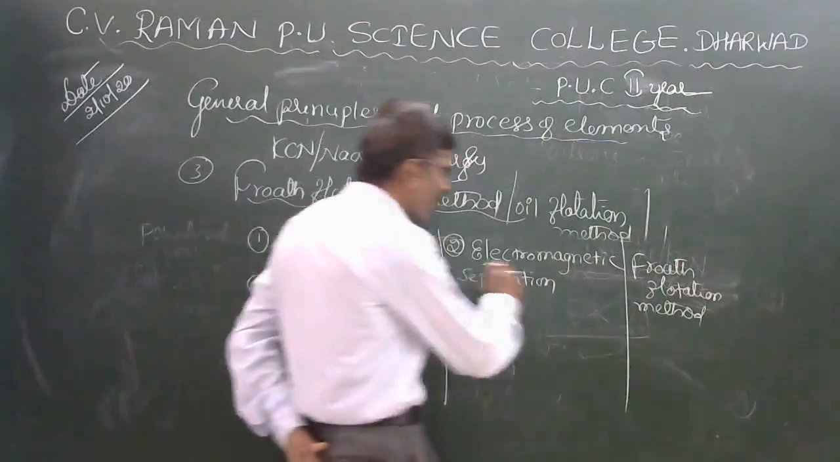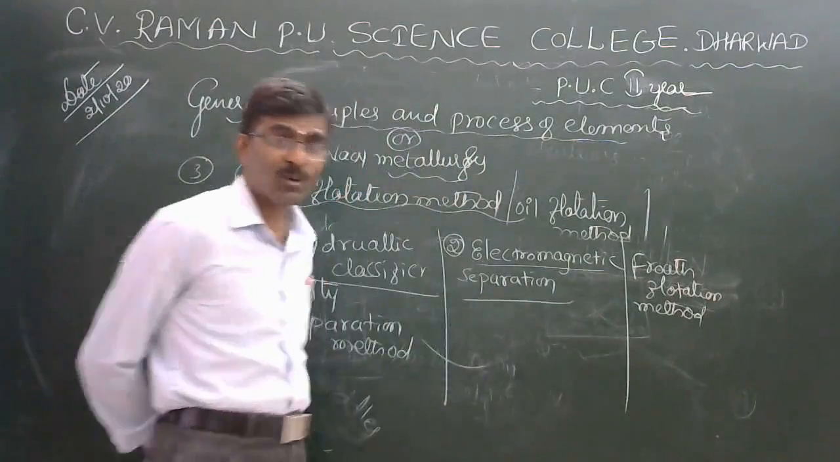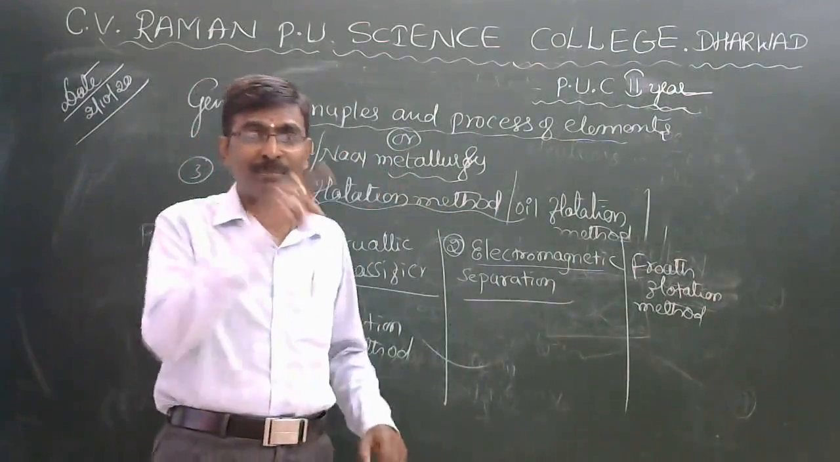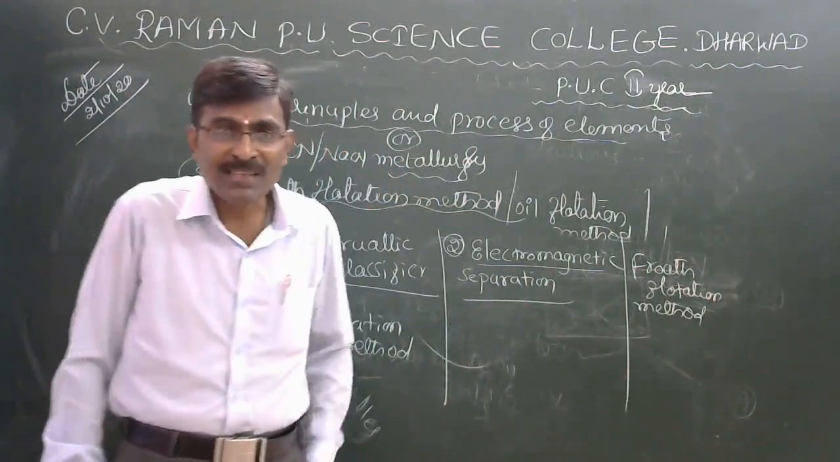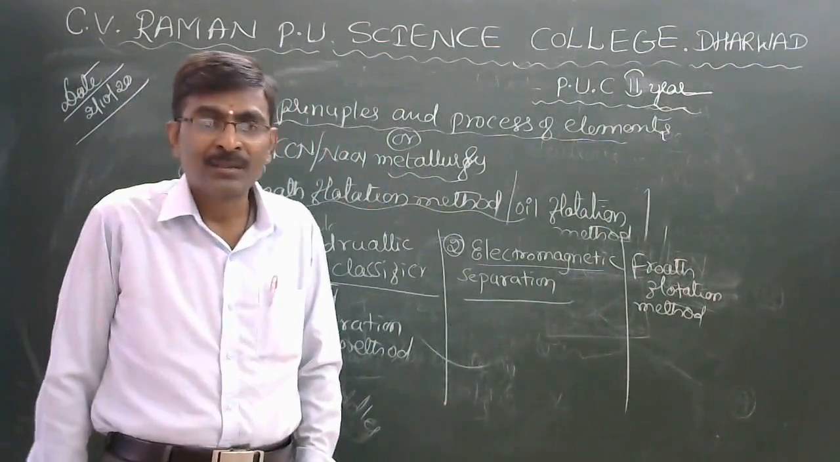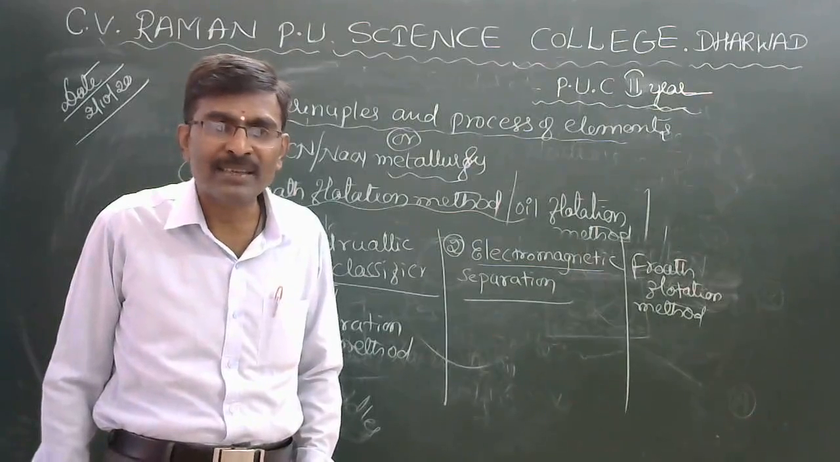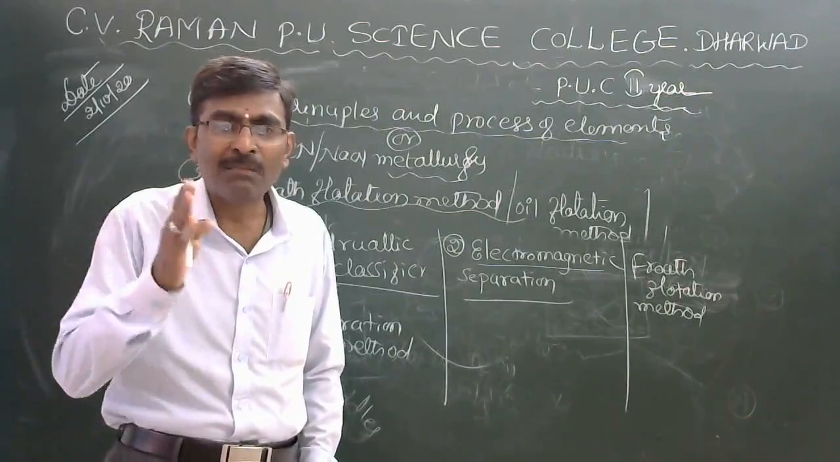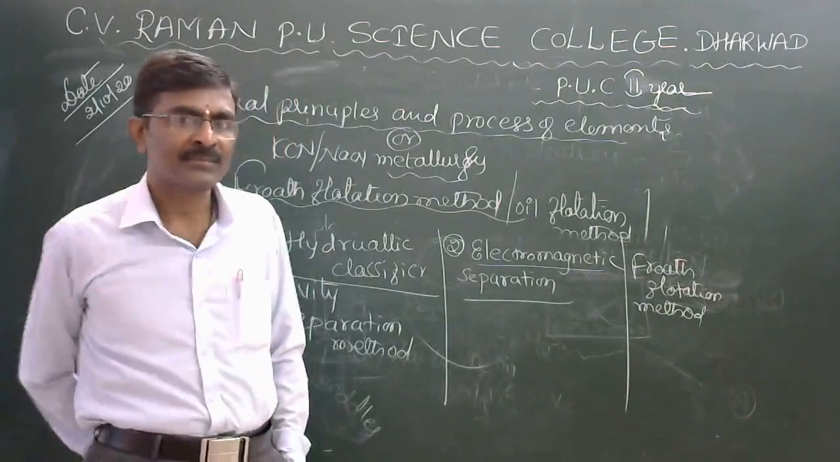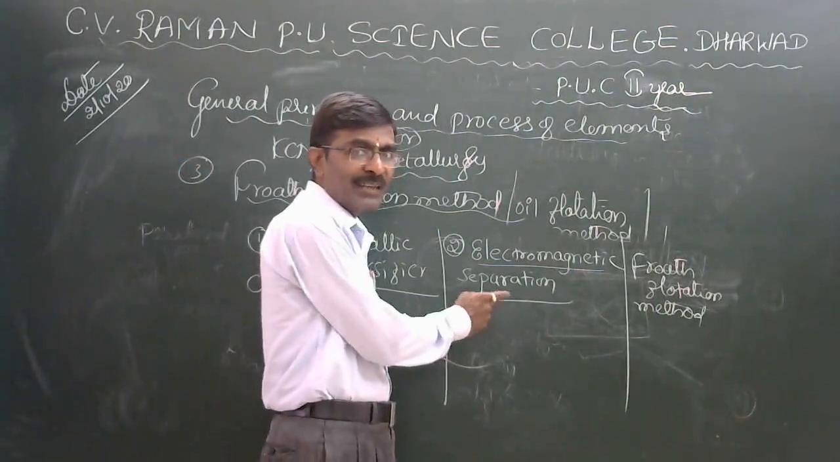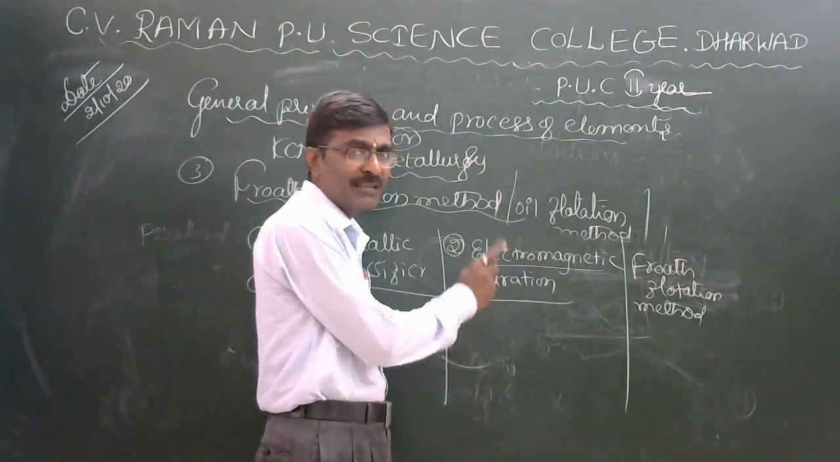What is electromagnetic separation? In electromagnetic separation, I have two rollers and one leather belt or brass belt. What is the main principle? The principle is to separate magnetic and non-magnetic particles. Separation of magnetic and non-magnetic particles is called electromagnetic separation.